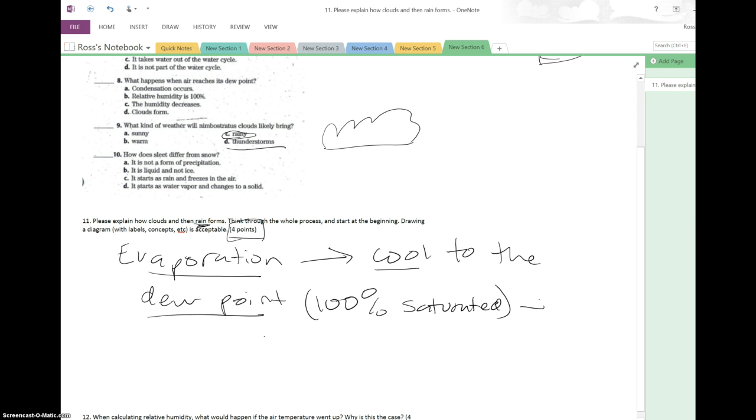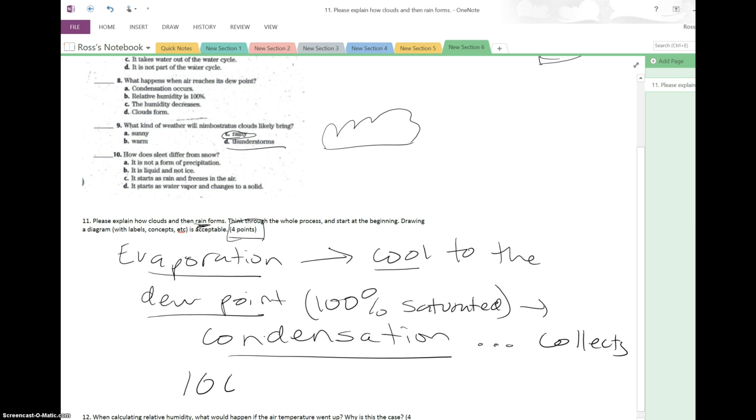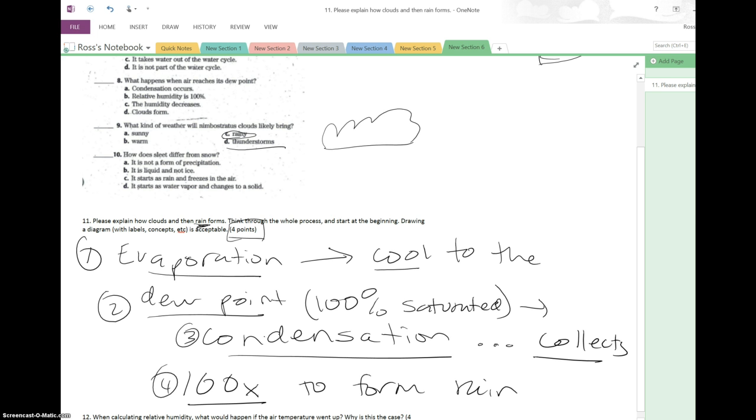And it then forms condensation. That condensation then collects about 100 times to form rain. So we've got 1 point, 2 points, 3 points, 4 points.